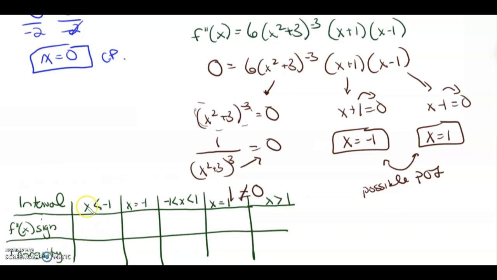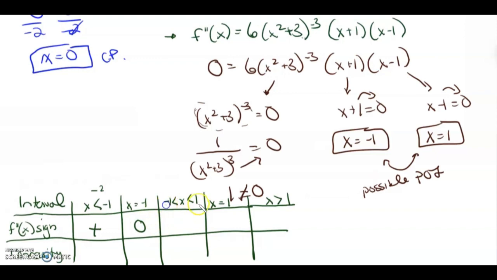Okay, so when x is less than negative 1, let's say negative 2 or beyond, we have to take a look at f double prime. So 6 is going to be positive. Negative 2 squared plus anything is going to be positive. 1 over a positive number is going to be positive. x plus 1, so negative 2 plus 1, is going to be negative. And then negative 2 minus 1 is also going to be negative. So this is going to be positive. Okay, x equals negative 1, if we sub that into x plus 1, we're going to get 0.